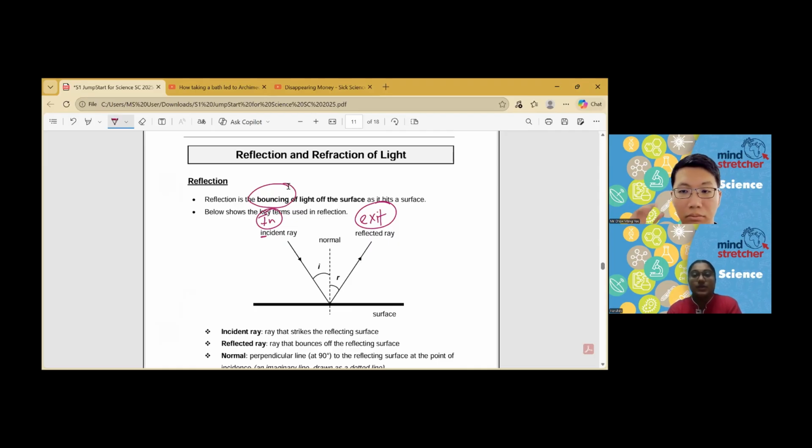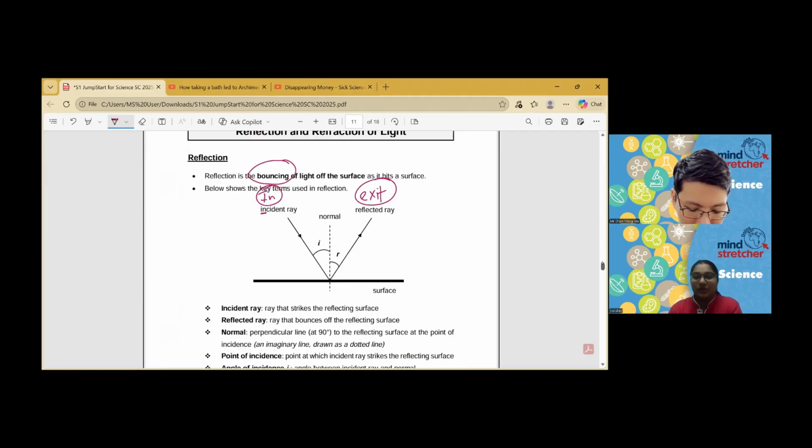Is there a connection between angles and the light for this chapter? Yes, you must be able to apply some math concepts for this, but for today it will be quite simple, so you don't have to worry about that. Okay, and the angle between your incident ray and normal. So what is a normal here? You can take a look. It's a perpendicular line at a reflecting surface.